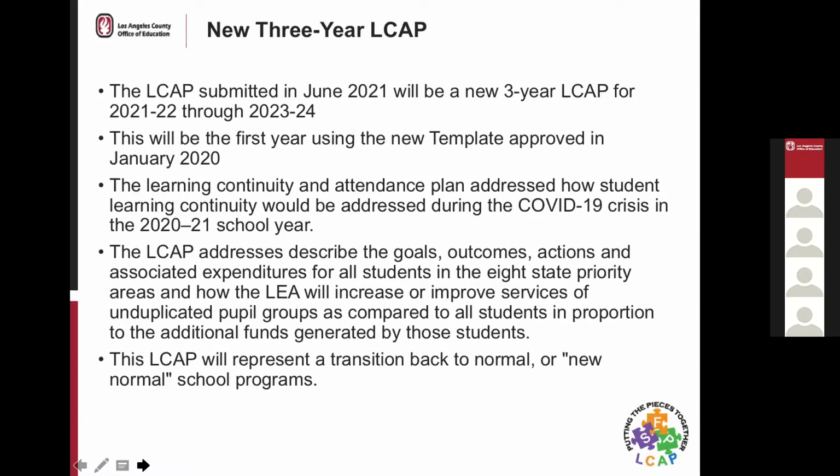Now we're back to the LCAP that addresses goals, outcomes, actions, and associated expenditures for all students in the 8 state priorities. So we're back to focusing on those state priorities and how the LEA is going to increase or improve services for the unduplicated pupil groups as compared to all students and in proportion to the additional funds generated by those students. So this is back to your traditional LCAP. But really this LCAP is going to represent more of a transition back to normal, or maybe a new normal for school programs.